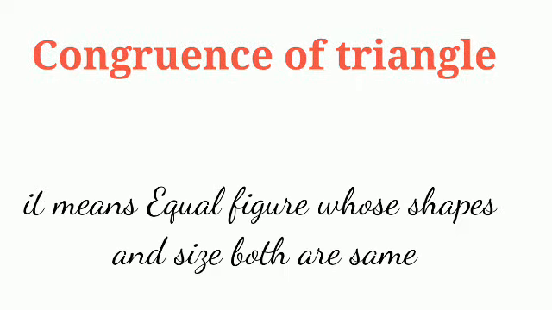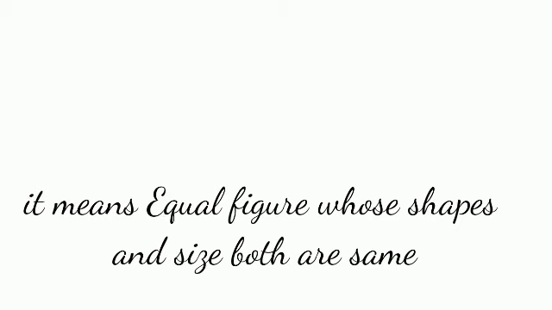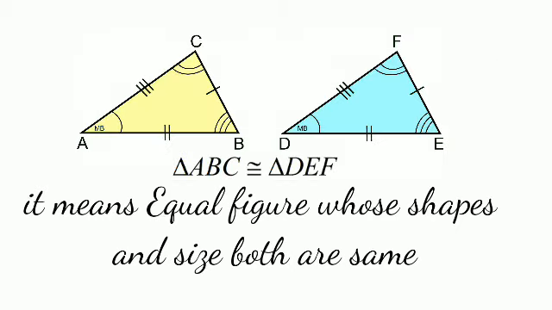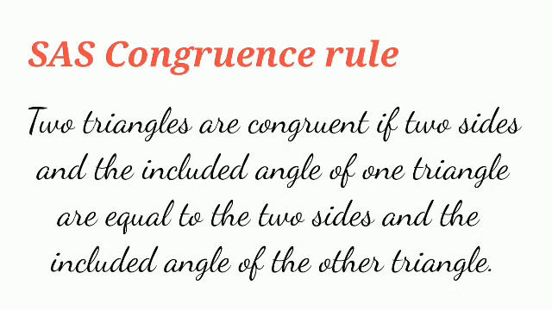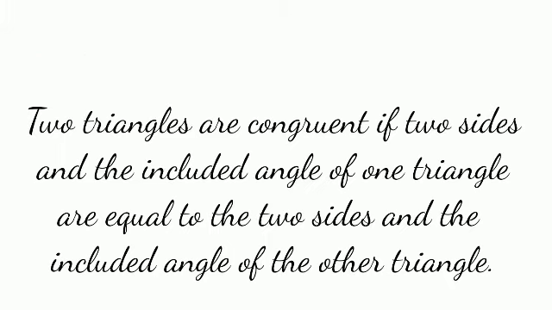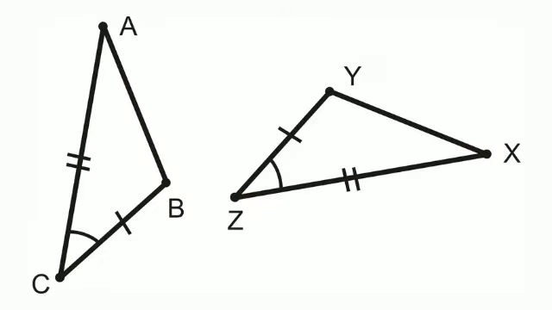Now let us discuss congruence of triangles. Congruence means equal figures whose shape and size both are the same. That's called congruence of triangles. Let us see the criteria of congruence of triangles. Two triangles are congruent if two sides and the included angle of one triangle are equal to the two sides and the included angle of the other triangle. This is called the SAS congruency rule.